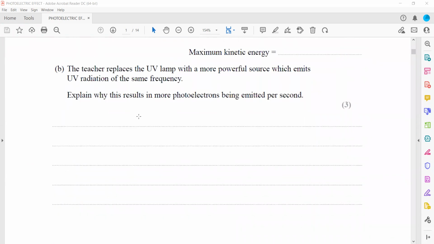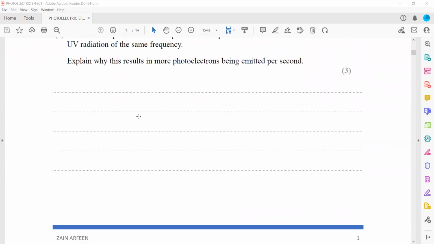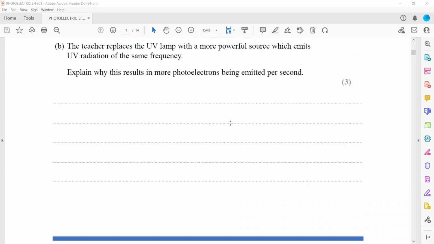Then in part B, the teacher replaces the ultraviolet lamp, the UV lamp, with a more powerful source which emits UV radiation of the same frequency, but it is a more powerful source, like more photons it is emitting. Why does this result in more photoelectrons being emitted per second?